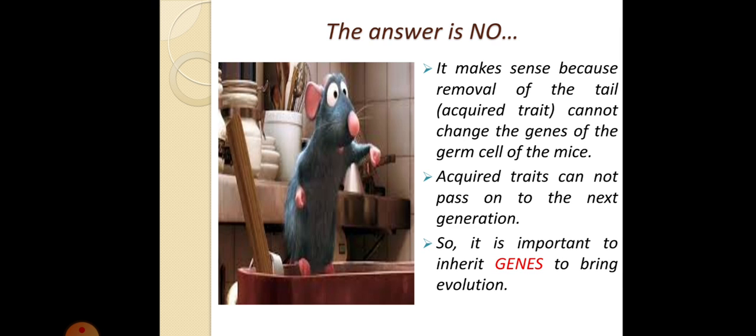So it is important to inherit genes to bring evolution. Suppose we change the DNA of the mice so that it doesn't have a tail, then it may happen that the next generation will be tailless. But since we have not altered the DNA of the mice, that means we have not altered the genes, as a result the progeny will always have tails. But if we had altered it, then only we would get tailless mice. So in this case, we have not altered the genes, as a result we are not getting tailless mice.